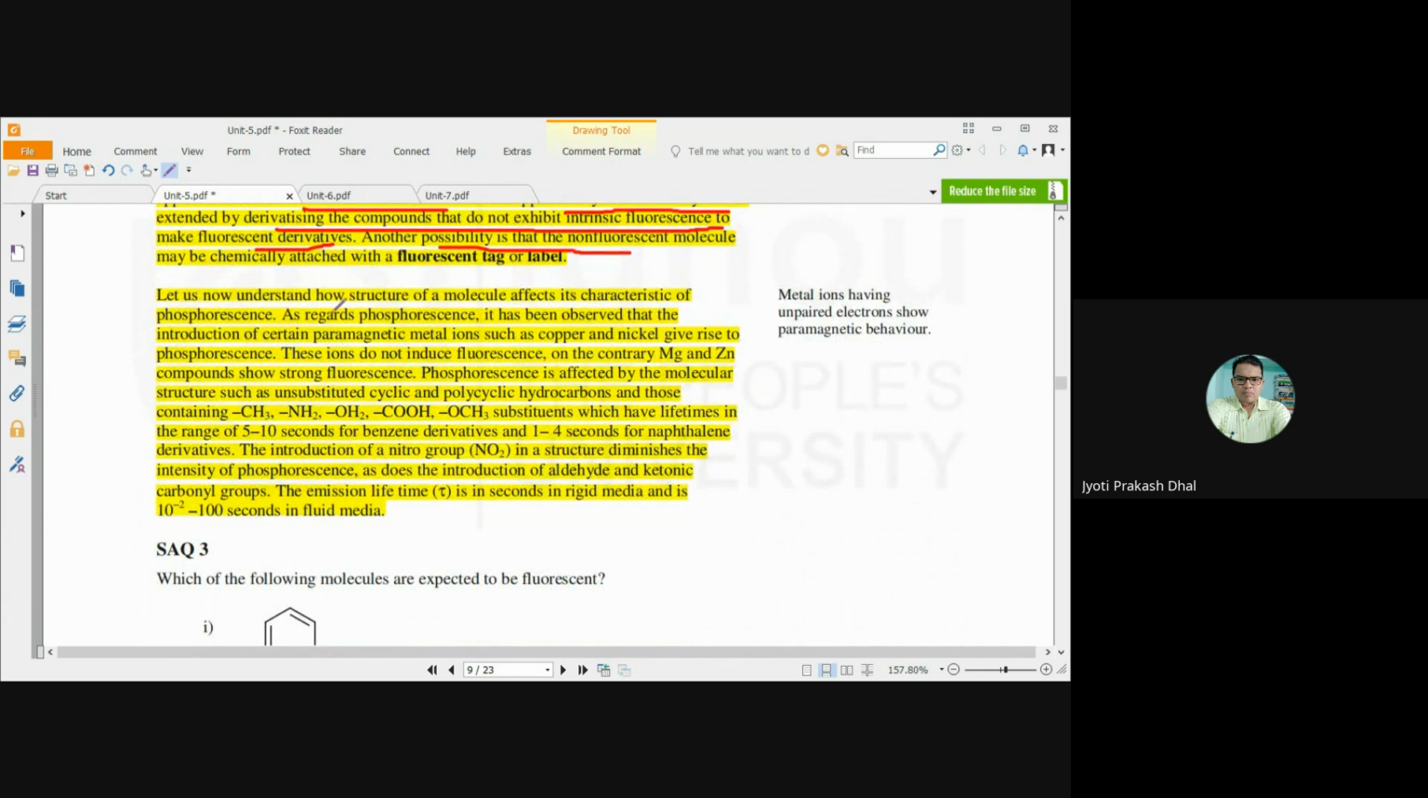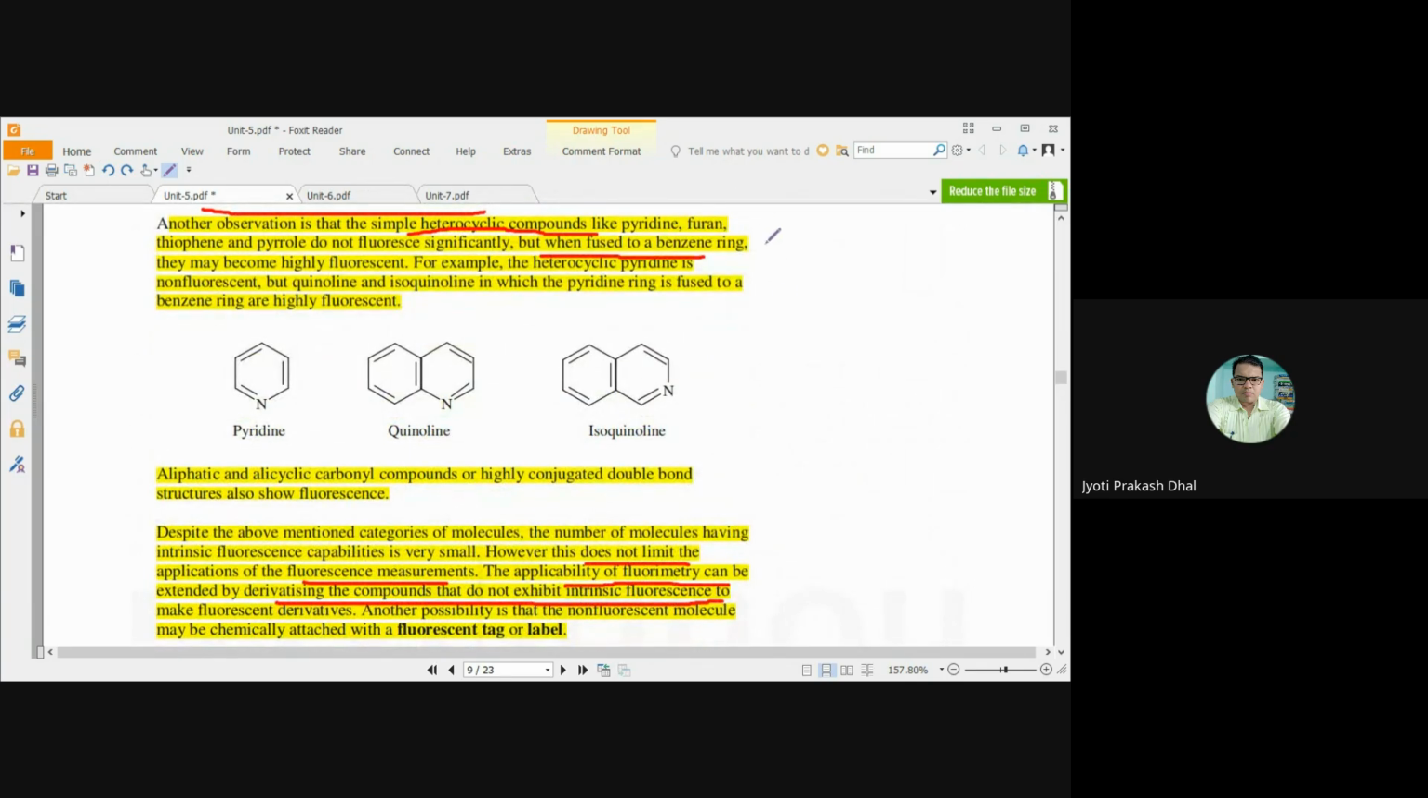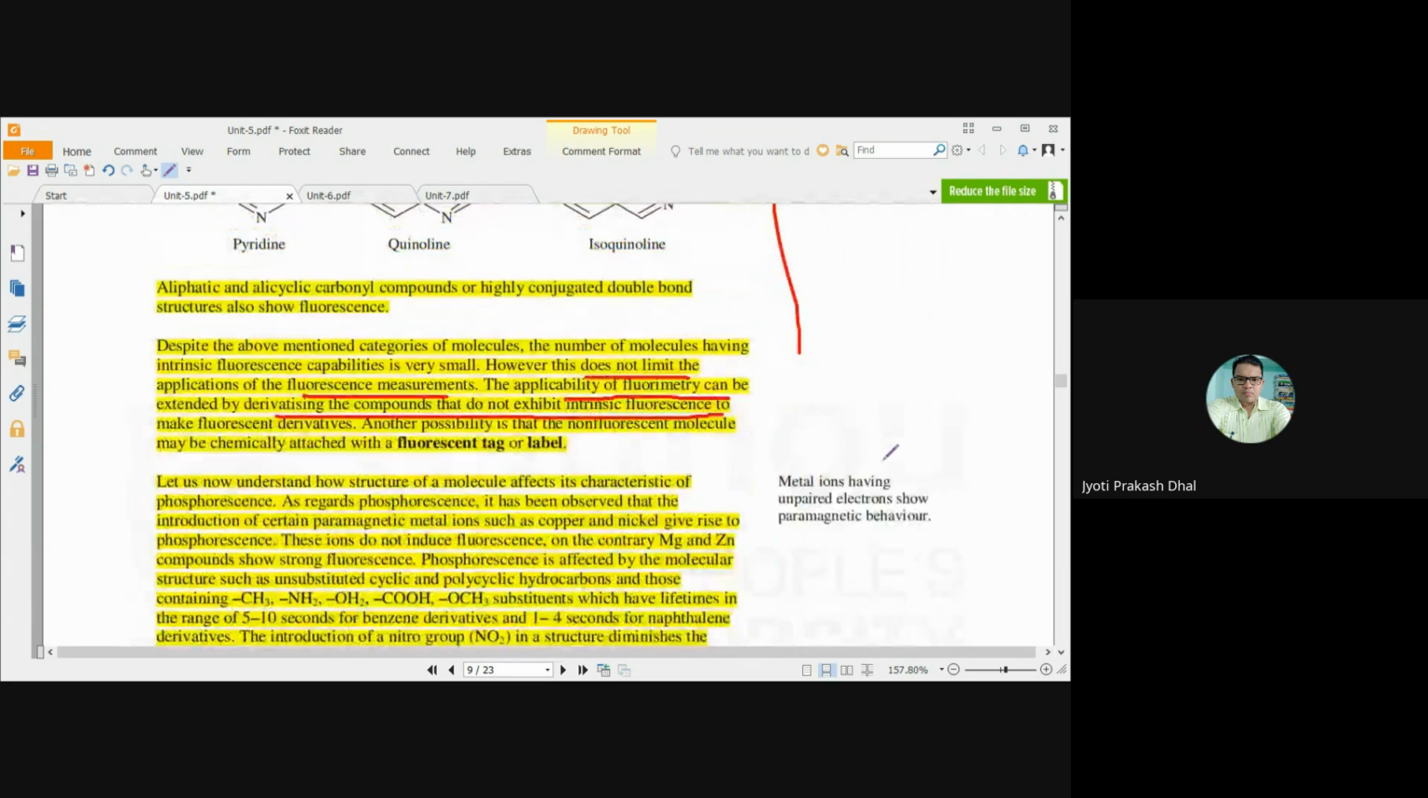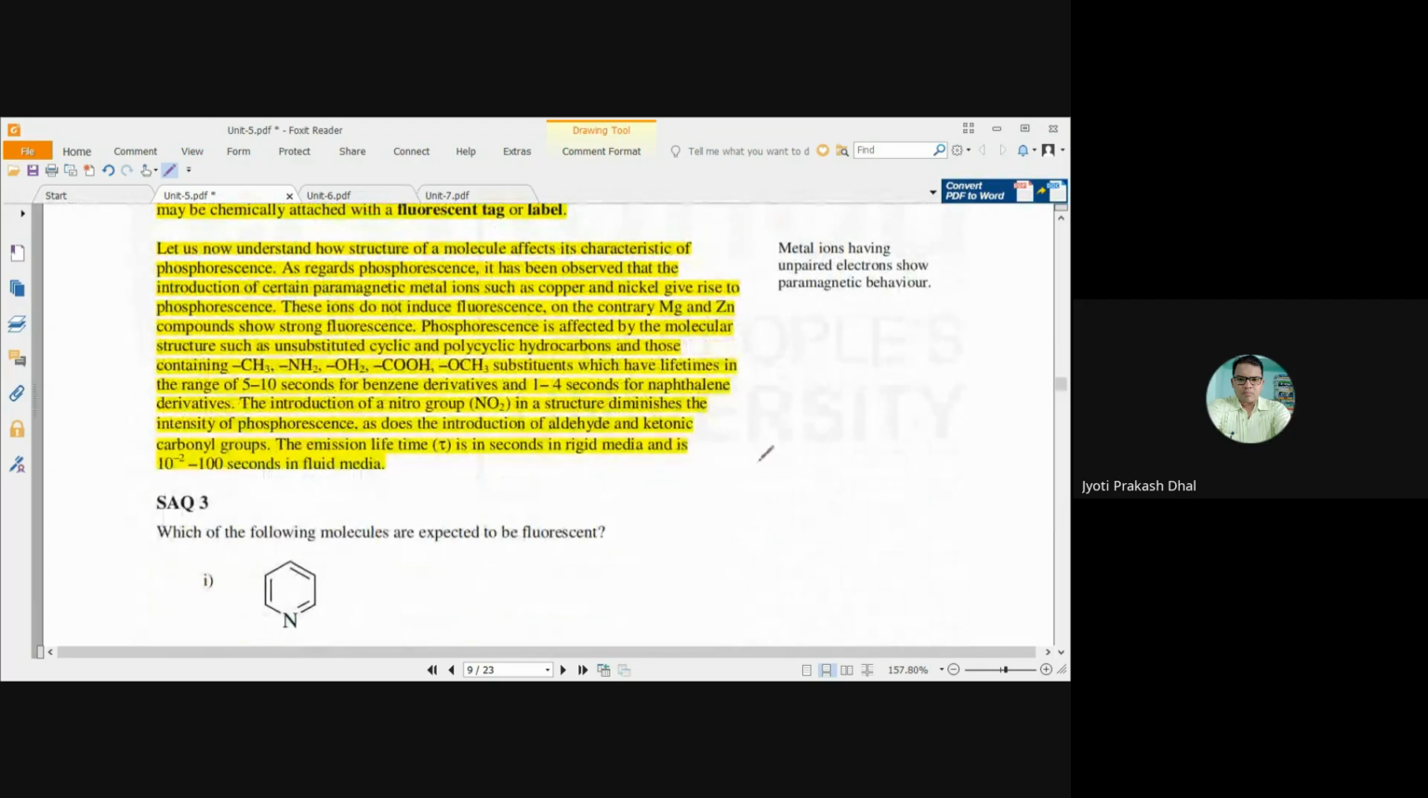Now let us understand how the structure of a molecule affects the characteristics of phosphorescence. Here we have discussed how the structure of a molecule affects its fluorescence characteristics. Now we will discuss how the structure of a molecule affects its phosphorescence. With regard to phosphorescence, it has been observed that the introduction of certain paramagnetic metal ions such as copper or nickel gives rise to phosphorescence.